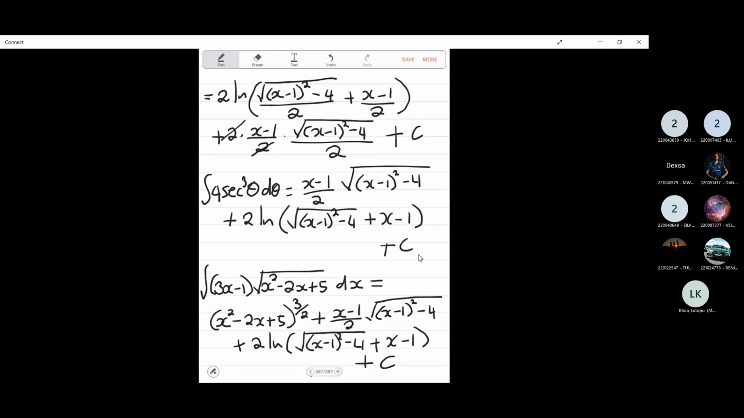plus your constant of integration. Okay, so it looks like a lot because I don't have that much space to write everything in a straight line, but on paper where you can write everything in a straight line, I think it won't be that much, and it's easier to see how to integrate that.